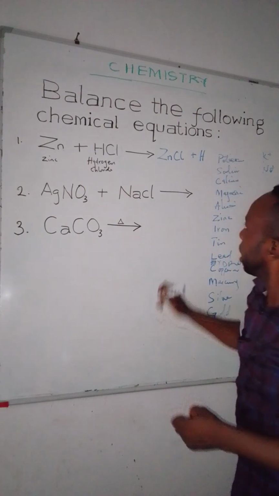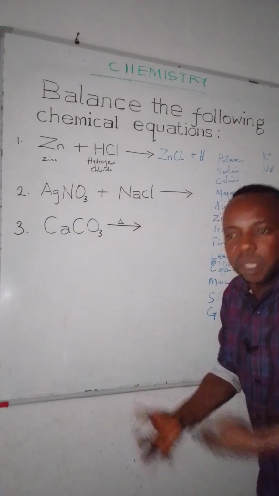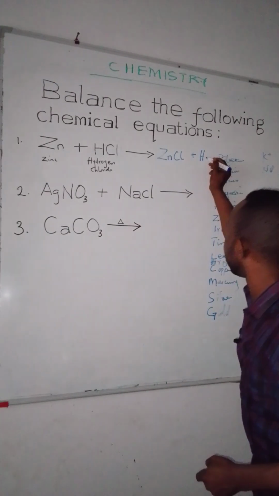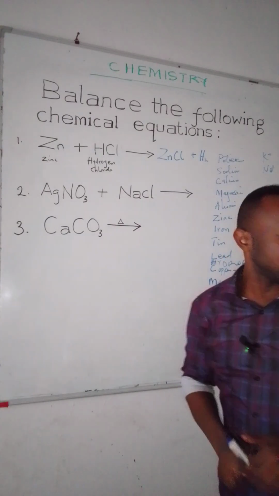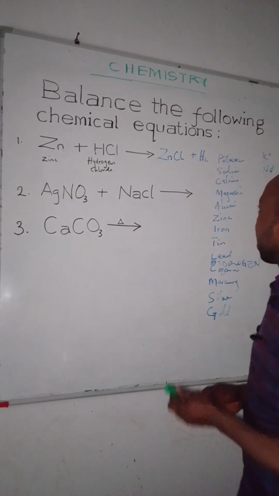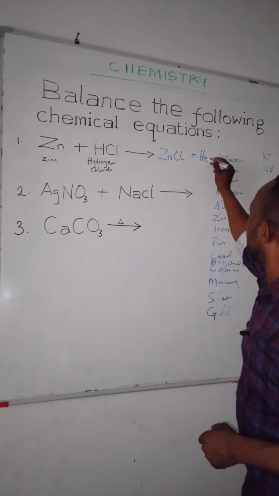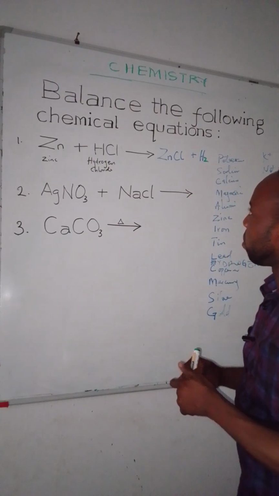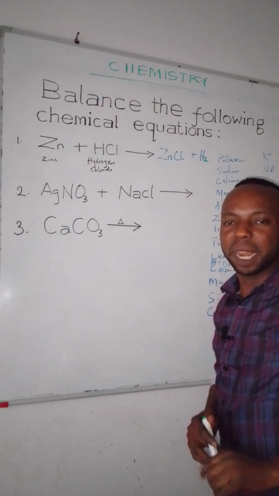Now, hydrogen does not exist like this. It's not stable like this. It exists as a molecular element. So it must be like this. This is how hydrogen exists. Now, since hydrogen exists like that, it means that you now have to check how many atoms of hydrogen are on the product side now. It's 2. But at the reactant side, how many? It is 1. So that is where you have to balance it.